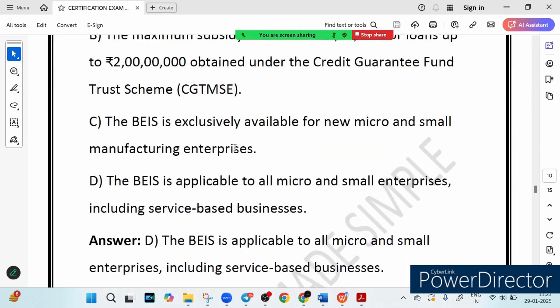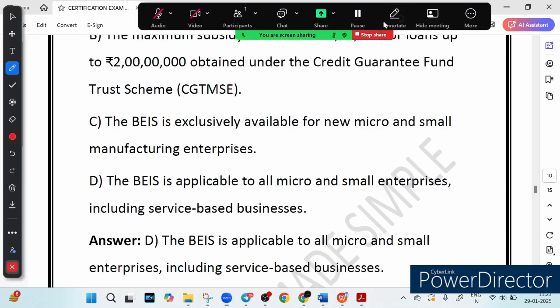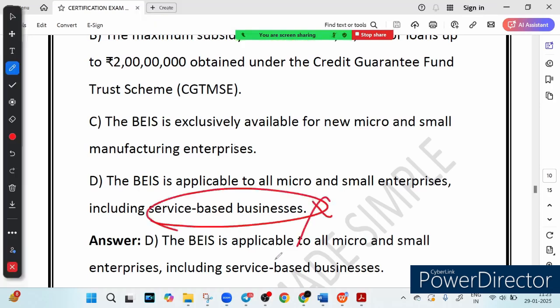Option D is incorrect, because this is the correct answer here, because BEIS is applicable to all micro and small enterprise service business. This is wrong, because BEIS is not applicable to service based business. Here it is written service based business, and you should know that BEIS does not apply to the service based business.